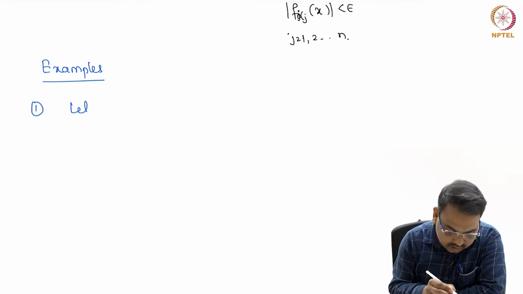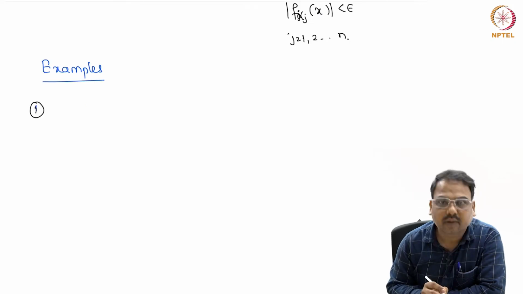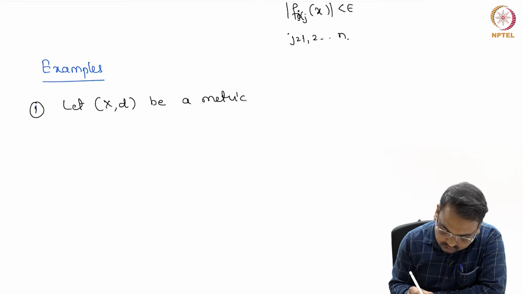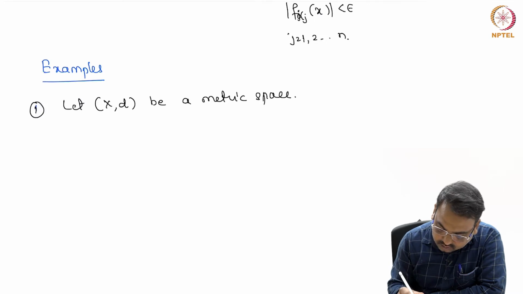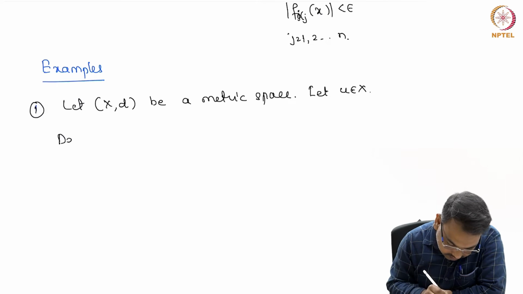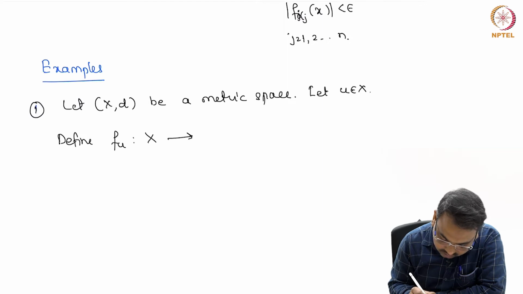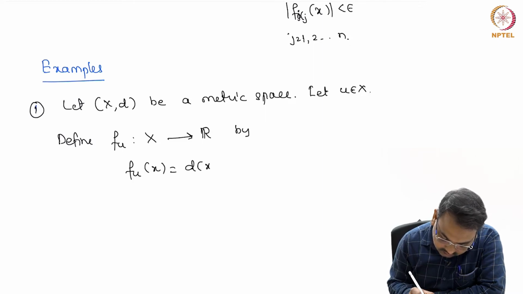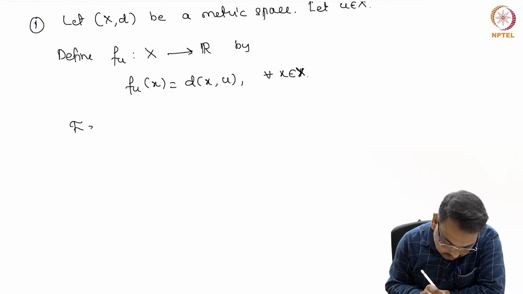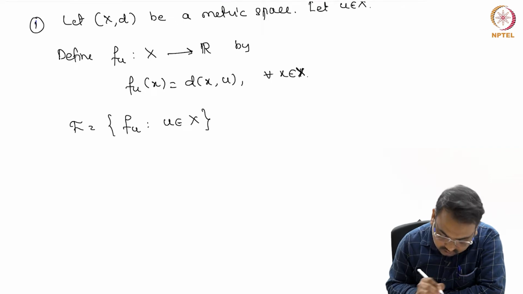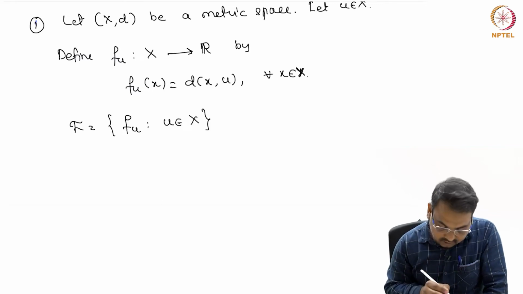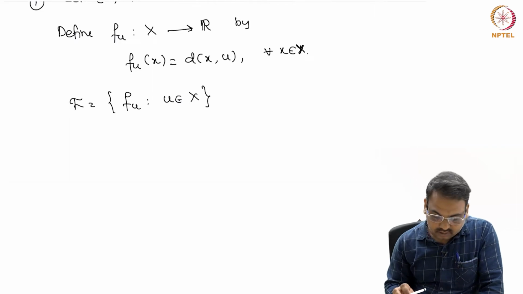So let us take (X, d) to be a metric space. Let us take u in X. Define a function f suffix u from X into R by f_u(x) equals the distance between x and u for every x in X. Now let us take this f_u coming from X. Now look at the weak topology generated by F, or the smallest topology generated by F, which makes every f_u continuous. Now how does a sub-basic open set look?